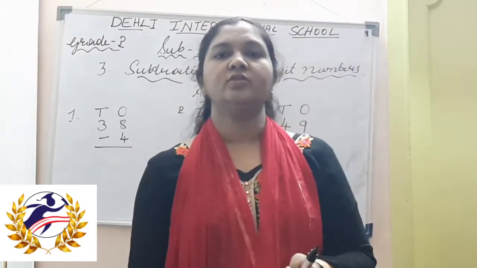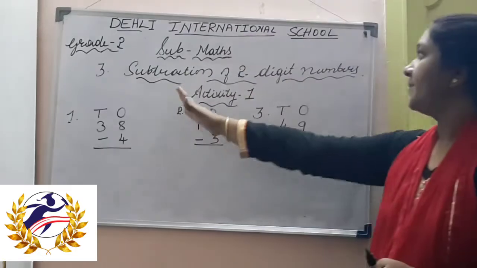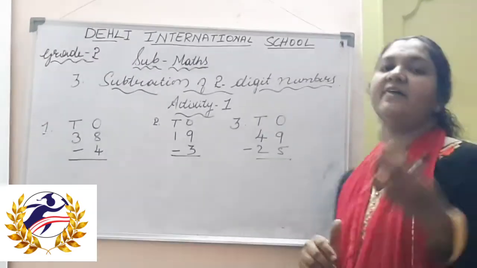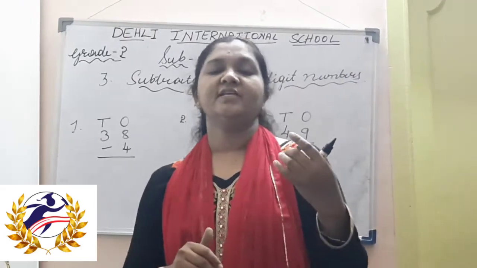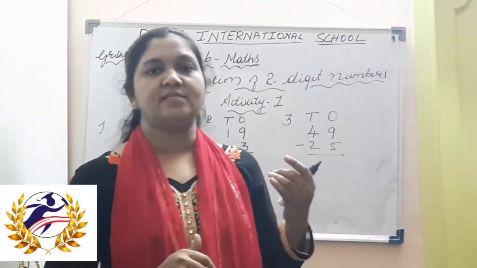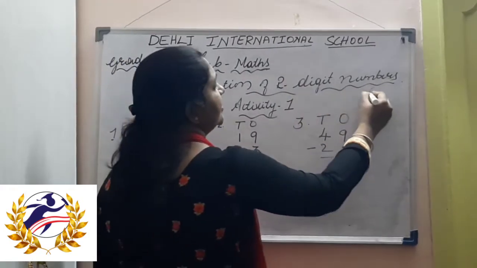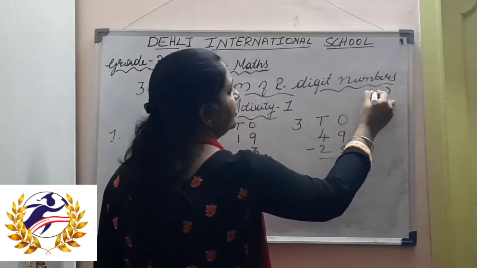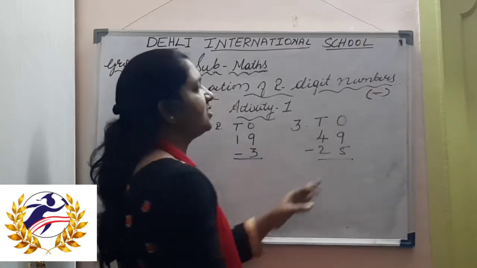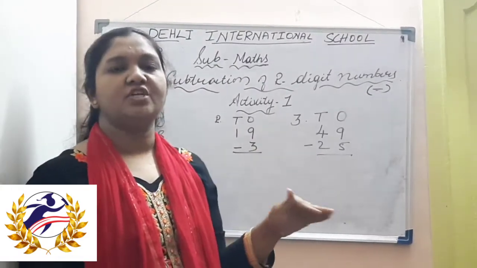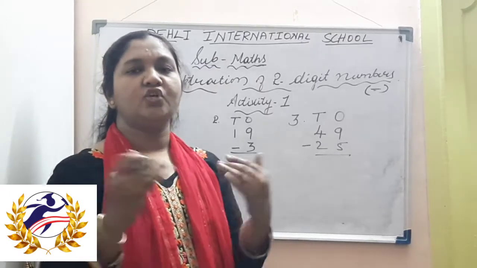Today we will move on to the next topic, that is subtraction of two-digit numbers. In the last class we have learned addition. What is the sign of addition? That is plus. Now we are doing subtraction. What is the sign for subtraction? That is minus. We call this symbol minus. We use this to subtract numbers. What is subtraction? Subtraction means taking away, to remove.